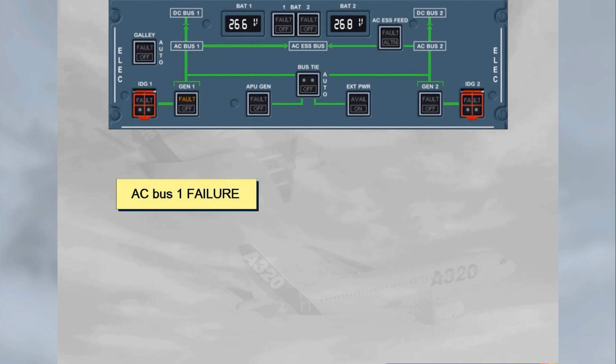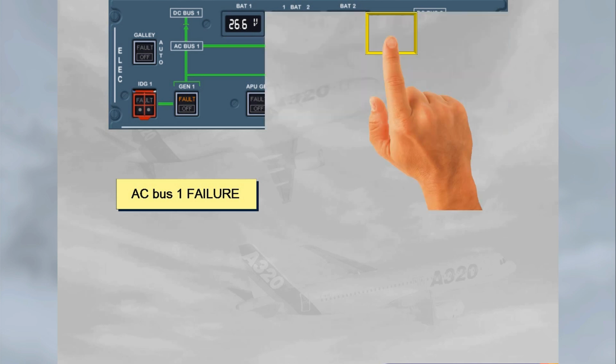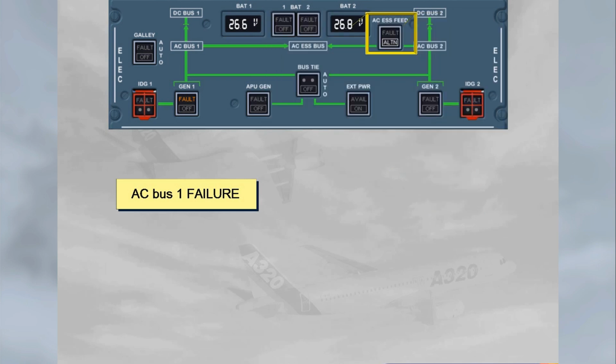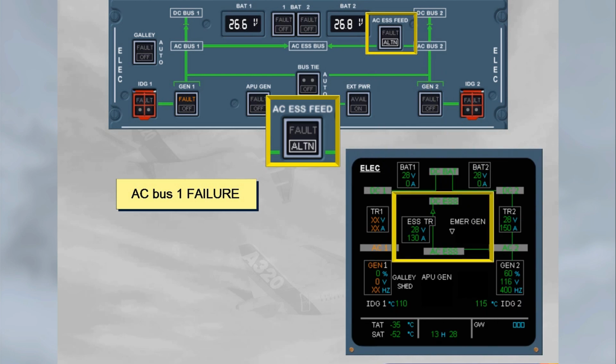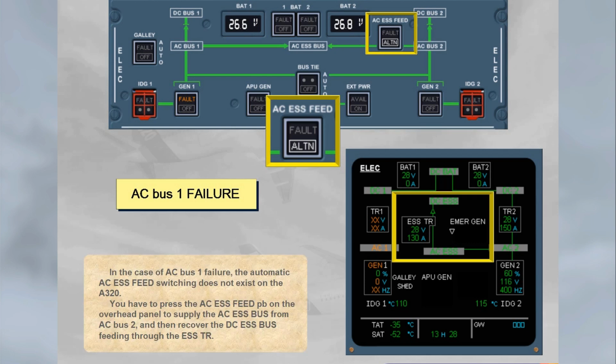In the case of AC Bus 1 failure, the automatic AC Essential feed switching doesn't exist on the A320. You have to press the AC Essential feed push button on the overhead panel to supply the AC Essential bus from AC Bus 2 and then recover the DC Essential bus feeding through the Essential TR.